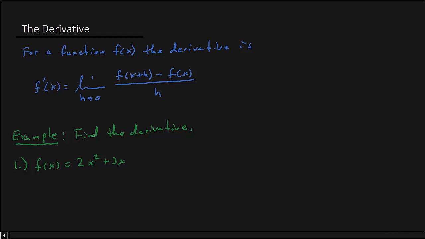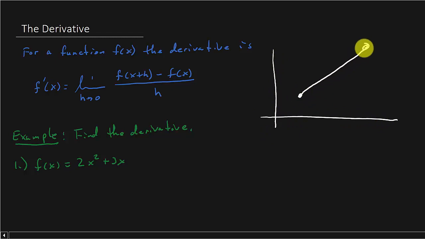All right, so for a function f of x, the derivative f prime of x is equal to the limit as h goes to 0 of f of x plus h minus f of x, divided by h. You might recognize this, f of x plus h minus f of x over h. This is a difference quotient. And all we're doing is taking the limit as h goes to 0. Just real quick, let me show you this.